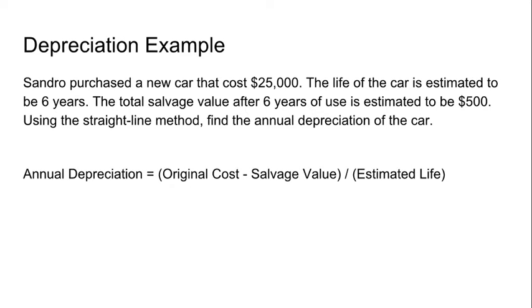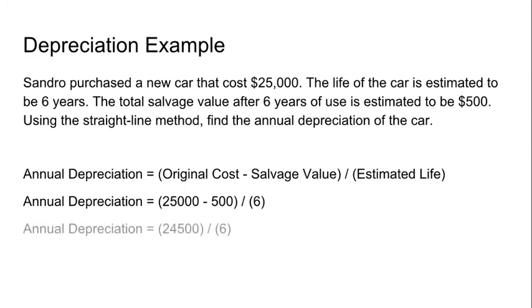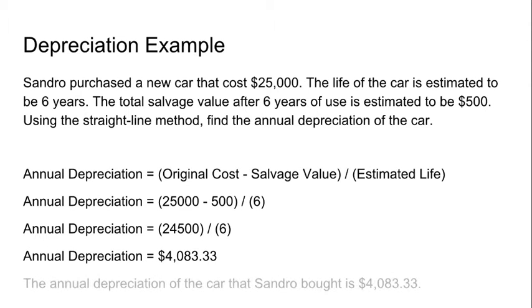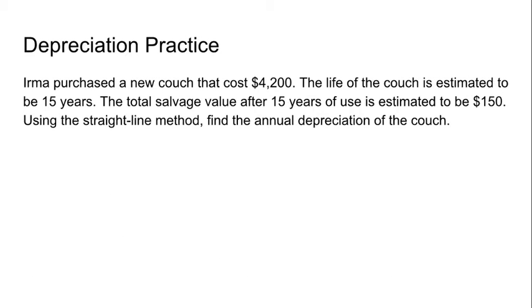So we're going to use the formula again and plug in what we know. We're going to plug in the 25,000 and the 500 and our 6 years. So do our subtraction on top, then we can do our division. So we get that the annual depreciation of the car that Sandra bought is $4,083.33.